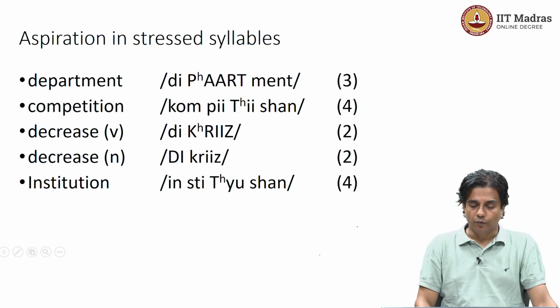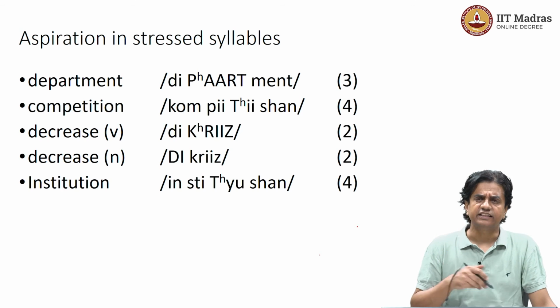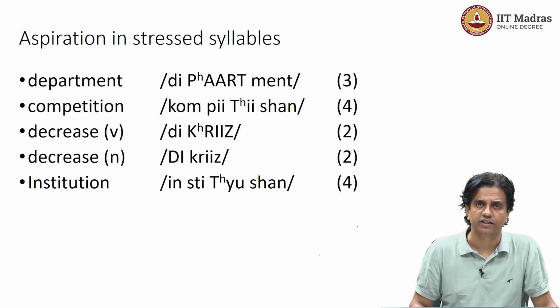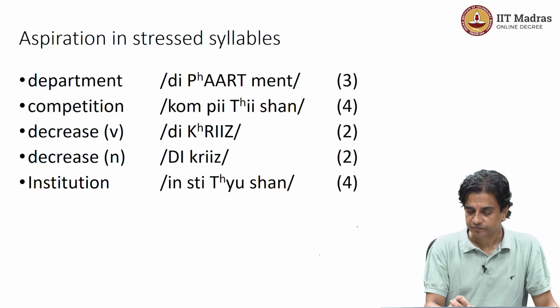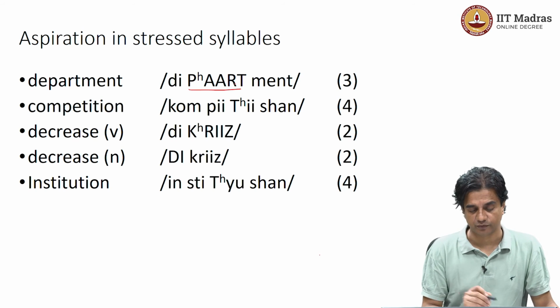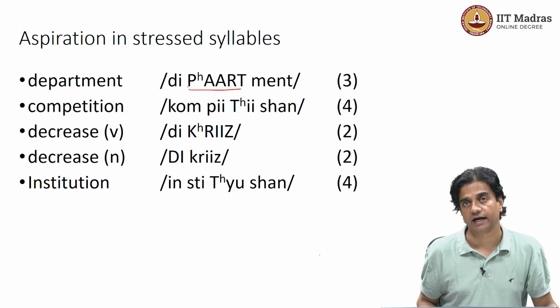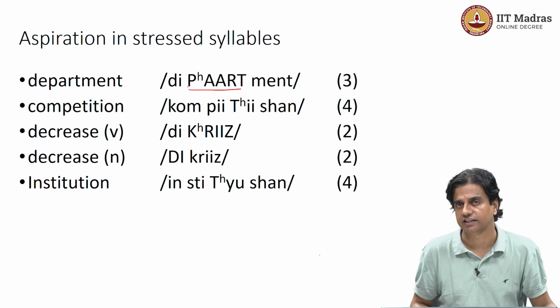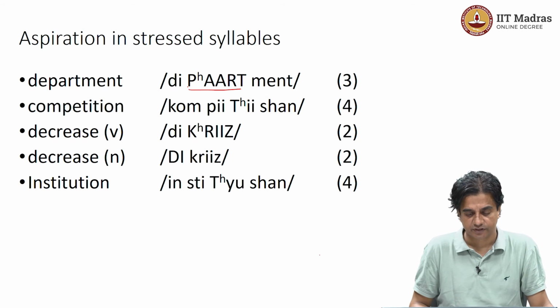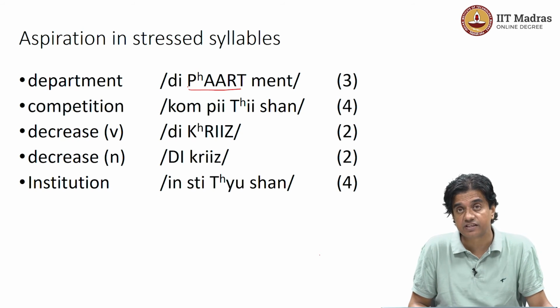Now, continuing these things, there are a lot of such words in English, and that indicates that it's a very productive pattern, a very robust pattern for us to observe. In the word department, the second syllable is stressed. Pa at the initial position is getting aspirated in this stressed syllable. Competition, look at this word, competition.